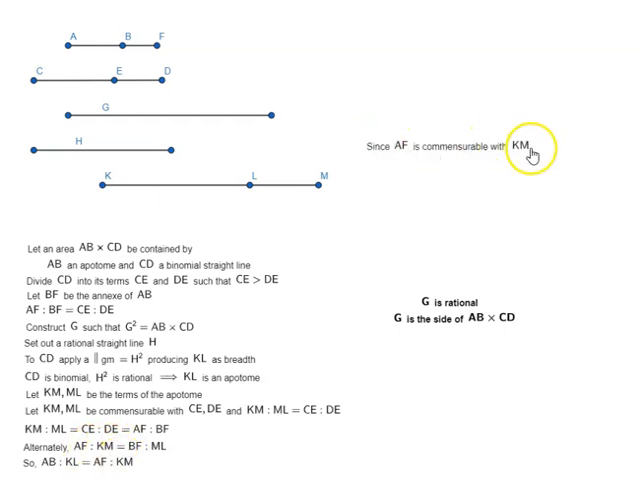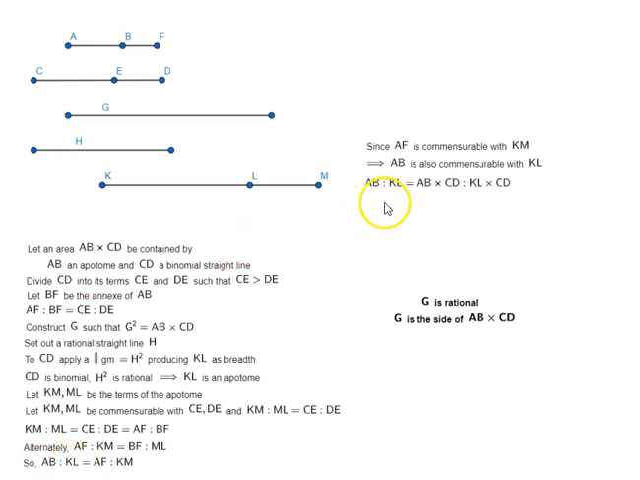Since AF is commensurable with KM, how did this come? Because here if you notice, CE is commensurable with AF and KM is commensurable with CE. So KM is commensurable with CE, which is in turn commensurable with AF. That means AF and KM are commensurable, which implies that AB is also commensurable with KL.